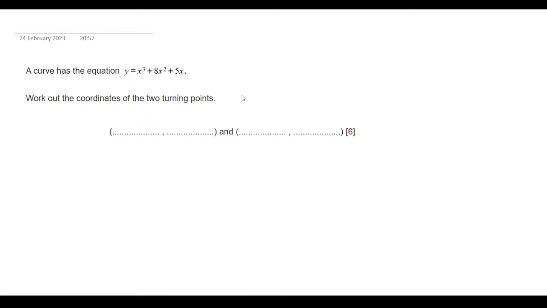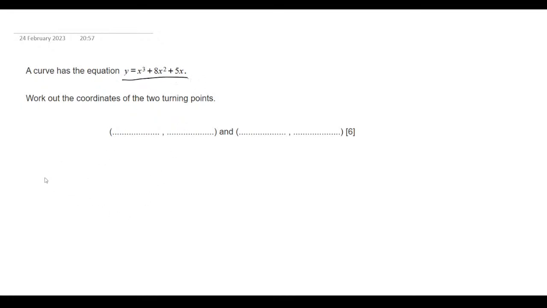Okay, so a curve has equation y equals x cubed plus 8x squared plus 5x. You have to work out the coordinates of the turning points. We know that at the turning point, the slope will become zero. Slope of tangent will become zero. And the slope of tangent we find out from differentiation.